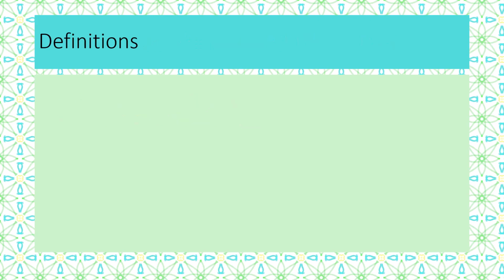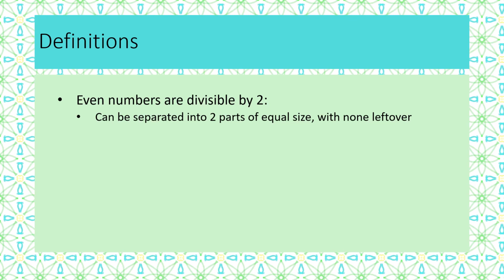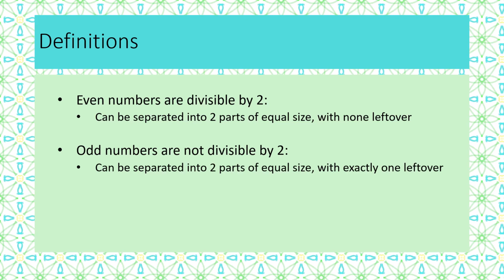We need to start with a quick review of some definitions. Even numbers are integers that are divisible by 2. That is, an even number of objects can be separated into two parts of equal size with no objects left over. Odd numbers are integers that are not divisible by 2. So an odd number of objects can be separated into two parts of equal size with exactly one object left over.